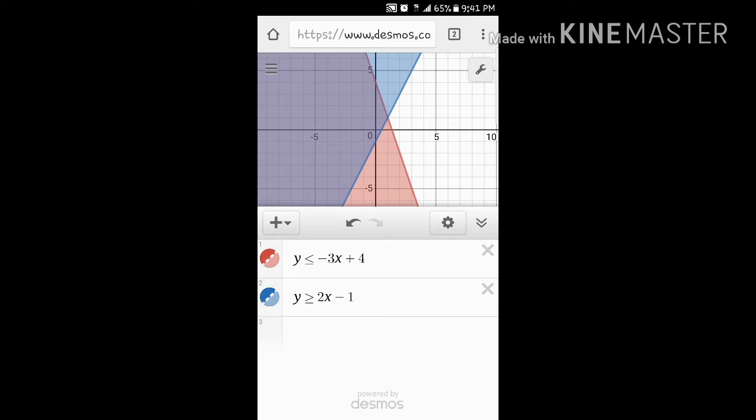This is Algebra 2, learning with Mr. A Plus, which is not my name, but I couldn't think of anything related to algebra.